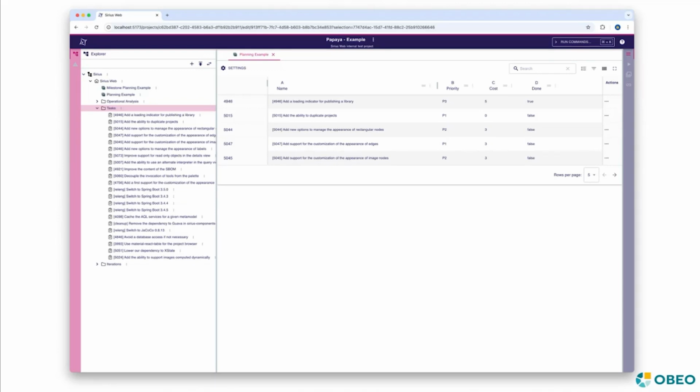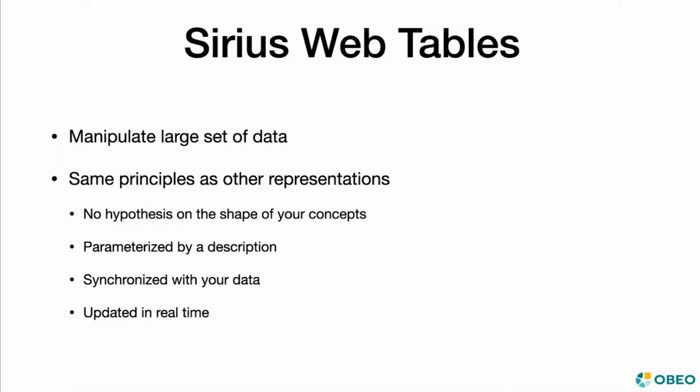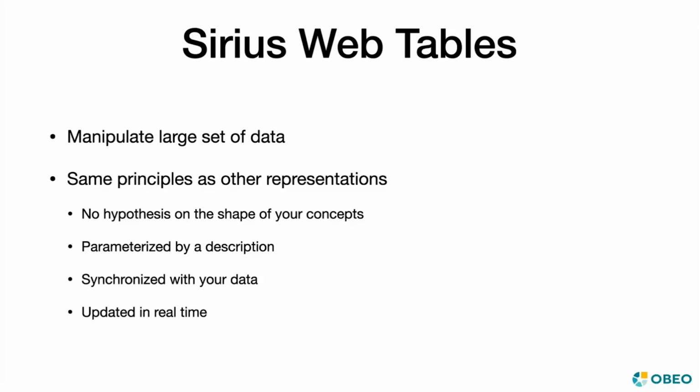There's the number of the task, which you could use to see the real task on GitHub, its name. I've made up some random priority and cost, and whether or not the task has been completed. With Sirius Web Tables, you can manipulate a large set of data, but it works exactly the same way as other representations. We don't make any hypothesis on the shape of your concept. You can parameterize it with a description, and it's synchronized with your data and updated in real time.